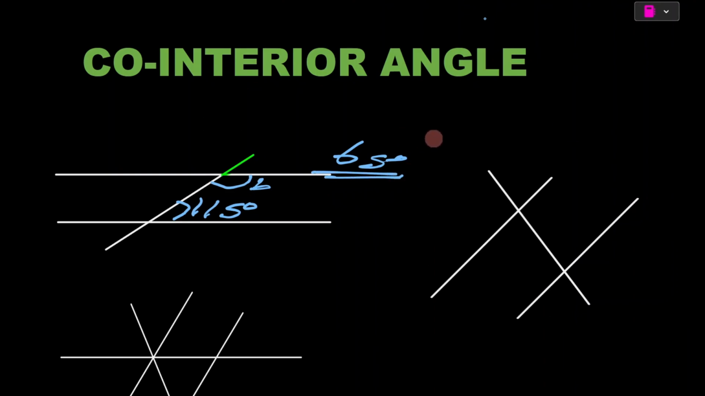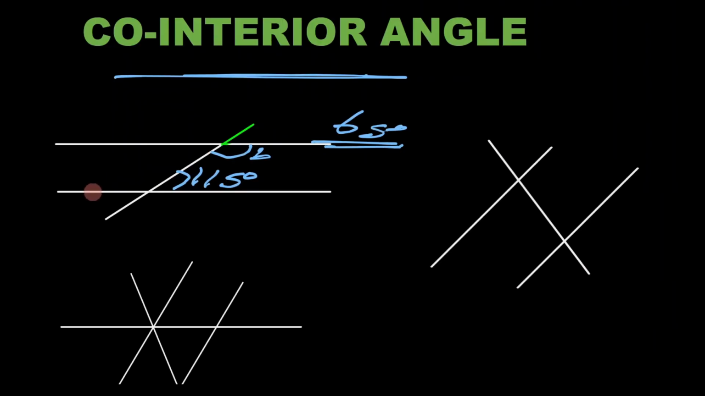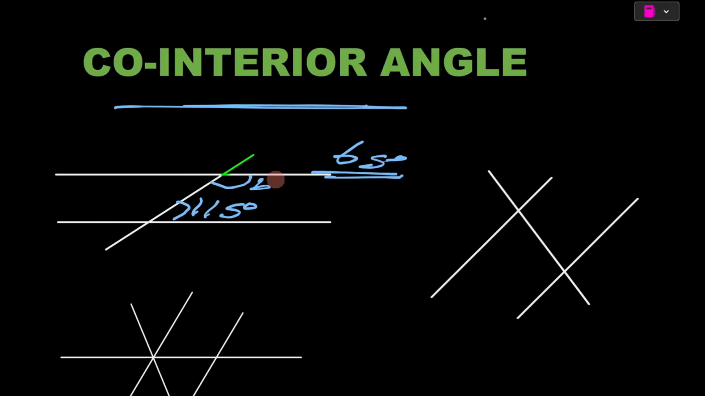And that brings us to today's topic, co-interior angles. And what do you understand by co-interior angles? These are angles that are inside two parallel lines and with a transversal. This is a transversal. These are the two angles inside a parallel. These are the parallel lines. This and this line are parallel lines. And then this is a transversal. So they are two angles that are inside parallel lines and intersected by a transversal.